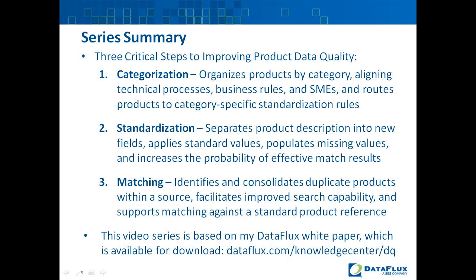The third and final critical step is matching, which we saw in this part of the video series for identifying and consolidating duplicate products within a source. However, matching and the structures that support it can also help facilitate improved search capability within a source and within an internal reference that we're creating, perhaps the new Acme Foods Product Master Catalog. We also can be using matching to support matching against a standard product reference, either again an internal reference or an external reference as well.